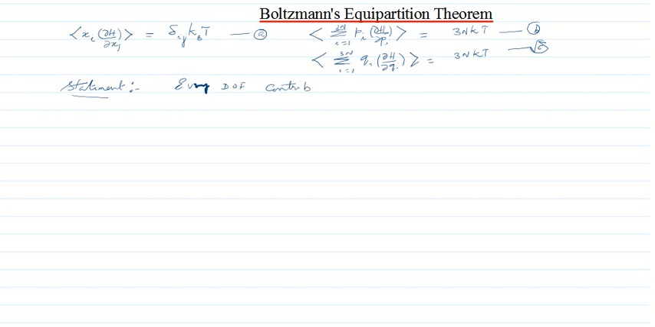every degree of freedom contributes an energy of half kBT. This is almost the same way in which you have learned it in your lower classes. Maybe the word degree of freedom was not used at that time. So every degree of freedom contributes an energy of half kBT to the total energy of the system. This is the most common way in which it is stated.